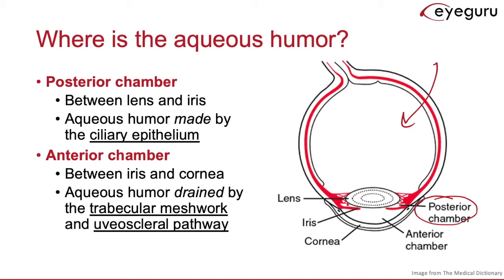fibers. The aqueous humor then travels through the pupil from the posterior chamber into the anterior chamber, which is the space between the iris and the cornea, and this is where the aqueous humor is drained. It can be drained by one of two pathways, either via the trabecular meshwork or the uveoscleral pathway.